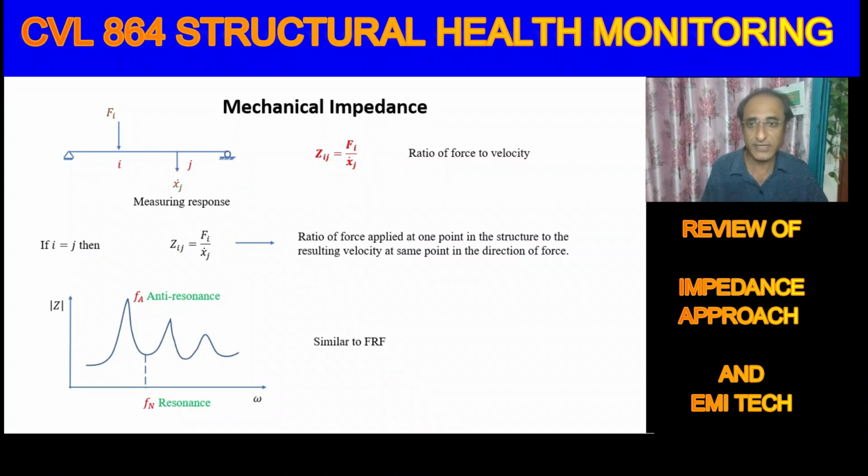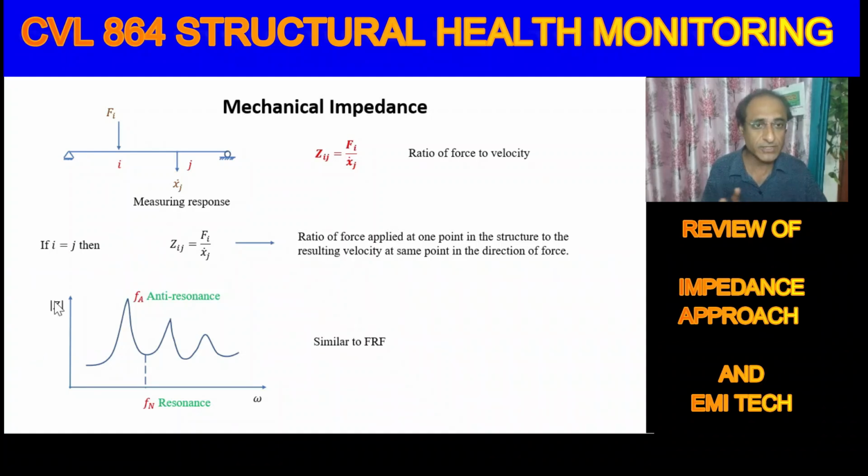Alright, and if it's at the same point, then we call it as drive point impedance. That is, the force is applied at one point and the response is also measured at the same point. Of course, we would be using the subscript ij. So i stands for where we are applying the force and j where we are measuring the response in terms of the velocity. So now if we are plotting the impedance, impedance is a complex number because always there will be a phase difference between the force and the velocity.